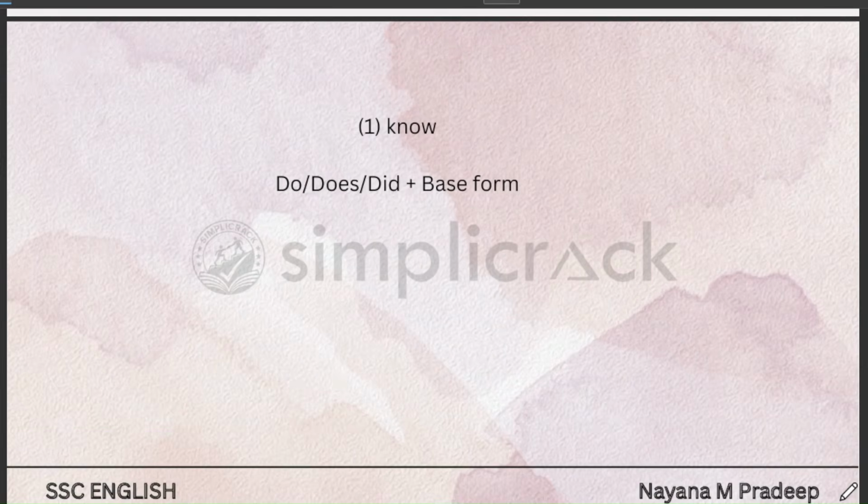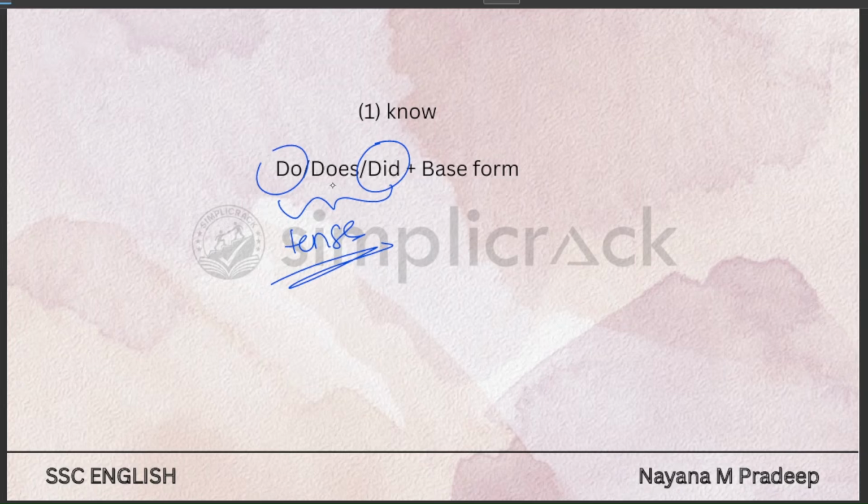Okay. So along with do, does, did, etc., you use the base form of the verb. You know that do is in the simple present tense, did is in the simple past tense. So these 3 auxiliary verbs themselves indicate the tense of the sentence. So you do not have to indicate the tense in the main verb. You can simply use the base form of the main verb. Okay.